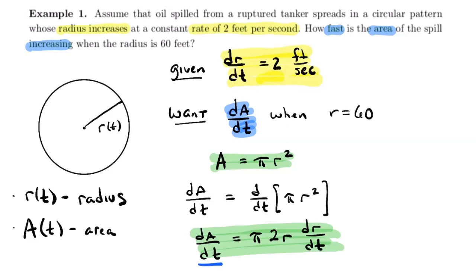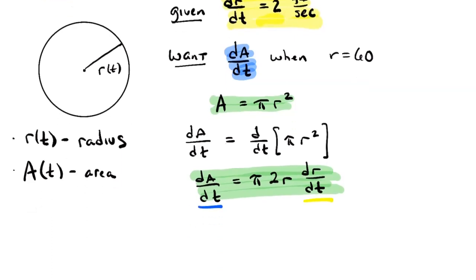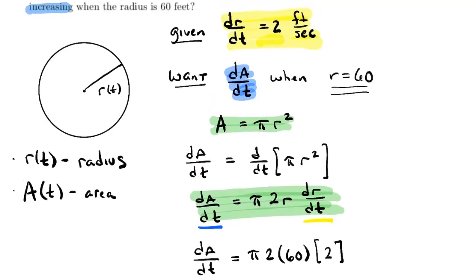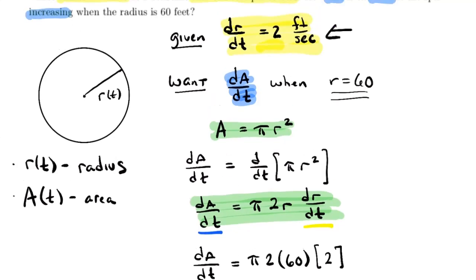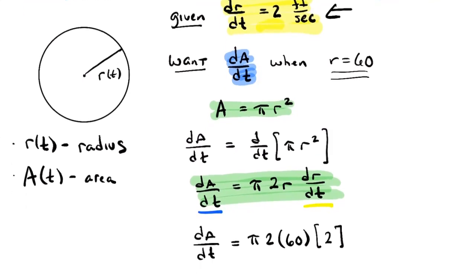It's not going to look very good to underline this in yellow, but I'm given dr/dt. I know that. And in particular, I want to know it when r is 60. So we can finish out this calculation by substituting in: pi is pi, 2 is 2. I'm going to replace r with 60 because we wanted to know this rate when r was equal to 60. And the dr/dt I'm going to replace with 2 because we were given that dr/dt is 2 feet per second.